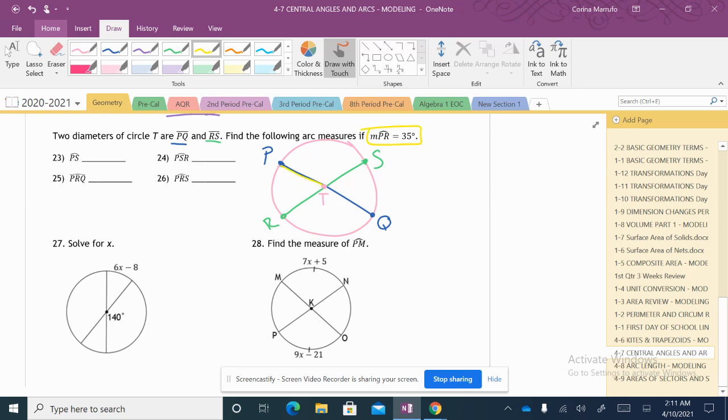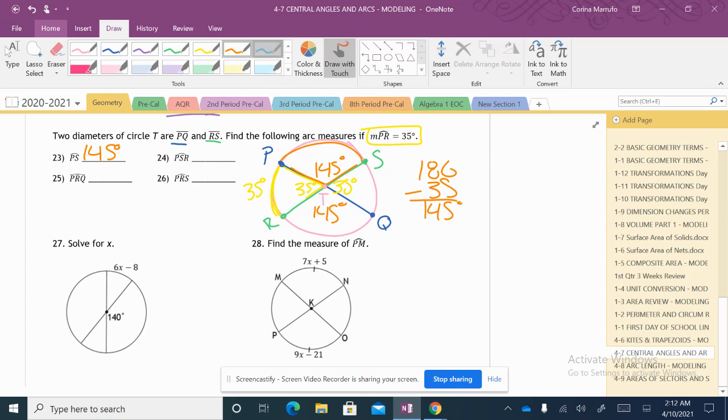So from PR, this arc right here is 35 degrees. Okay, which means this is 35. So let's see. If that's 35, that means this one is also 35 degrees. And then to find this angle here, since it makes a semicircle, we do 180 minus 35. That gives us 145. So this is 145, and this is 145. So then from P to S, we already found from P to S is 145.